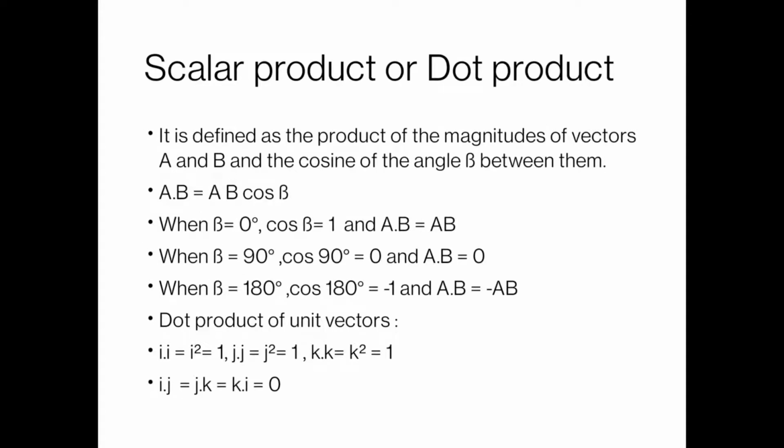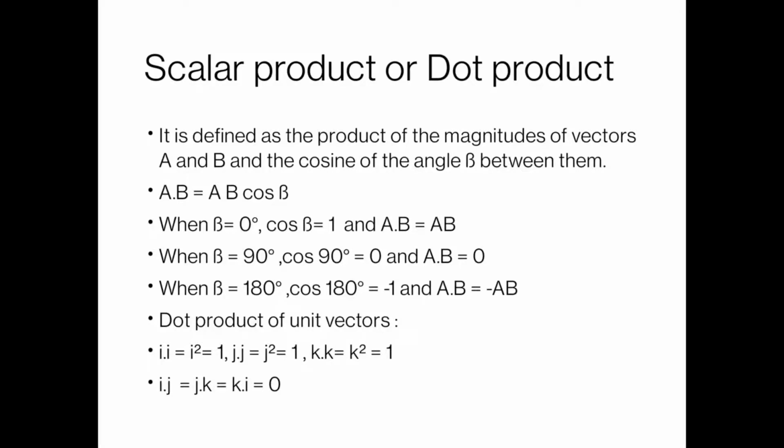Now we can calculate the value of the product also. There are two types of product for vectors. The first one is the scalar product, which is also known as the dot product, and the second one is the vector product. What is the scalar product? It is defined as the product of the magnitudes of vectors A and B and the cosine of the angle beta between them. That means A dot B, where dot means scalar product, A dot B is equal to AB cos beta.